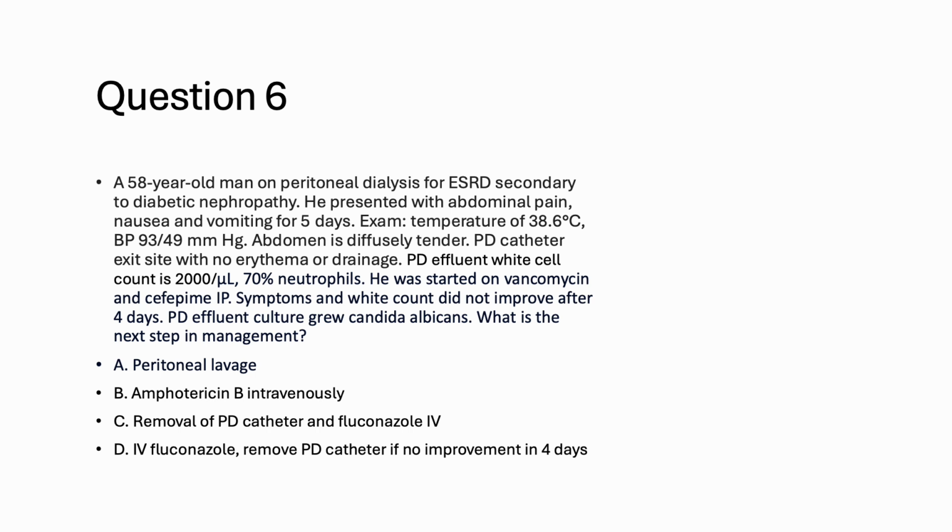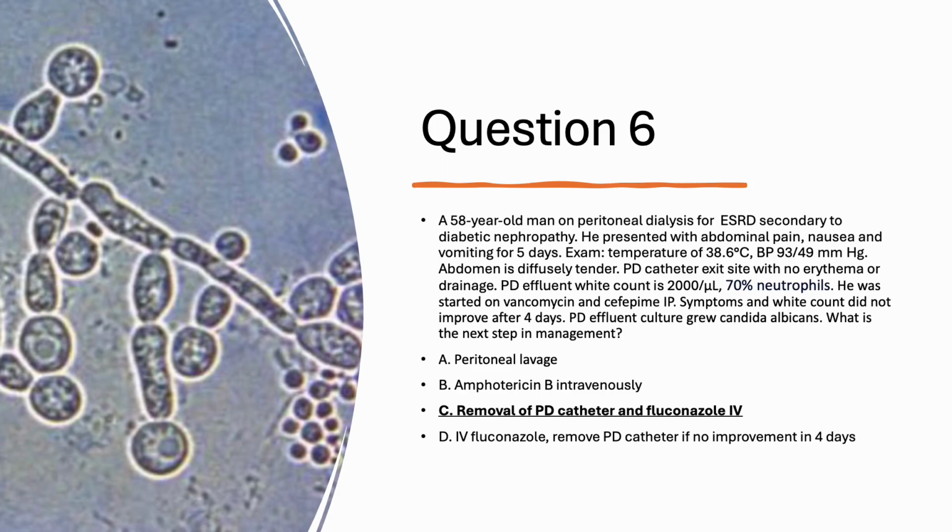What is the next step in the management of this peritoneal dialysis patient with fungal peritonitis? A, perform peritoneal lavage by surgery. B, give amphotericin B intravenously. C, remove his PD catheter and start fluconazole intravenously. D, start fluconazole intravenously and remove PD catheter if there's no improvement after 4 more days. So you can think about these different options, and the correct answer is C, remove PD catheter and start intravenous fluconazole.